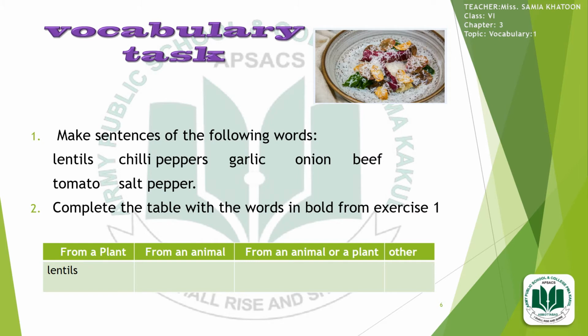Your second task is to complete the table with the words in bold from exercise 1. Students, you have noticed that when we were studying the different paragraphs, many words were written in bold and they were our food vocabulary. Now here is the table for you. You have to fill the second column with food words which are taken from the animals. Next column with the food which can be taken from the animal or from the plants. And in the last column you have to write down the names of those foods which are taken other than animals and plants.